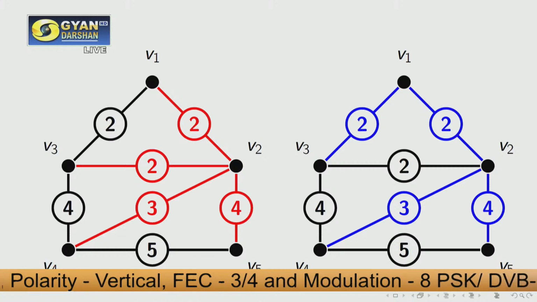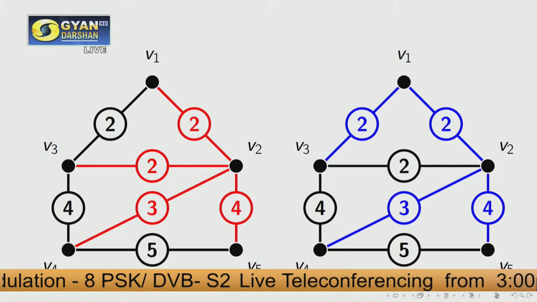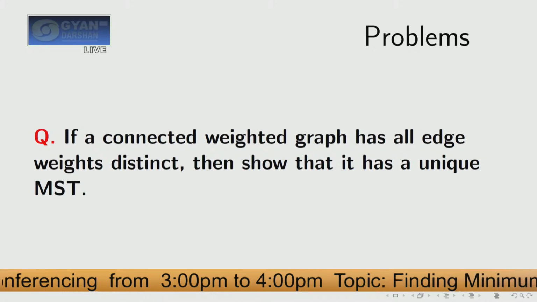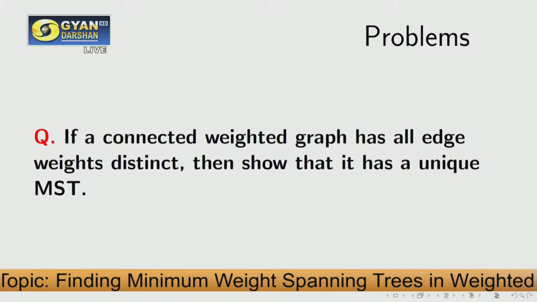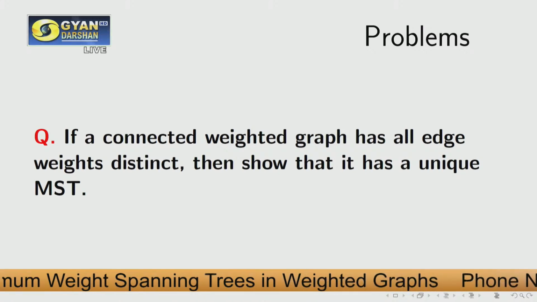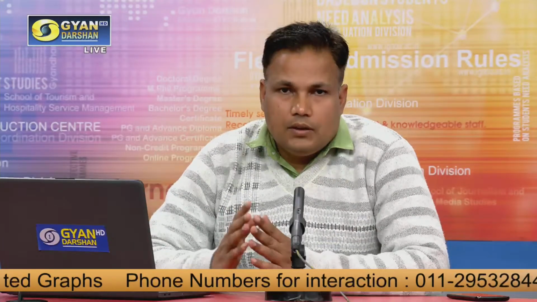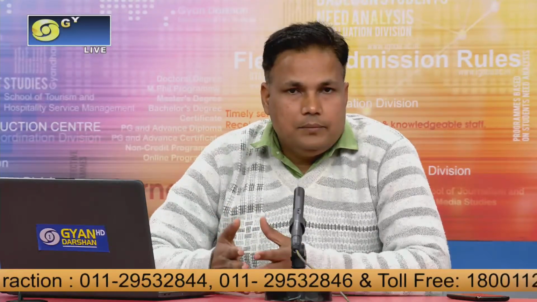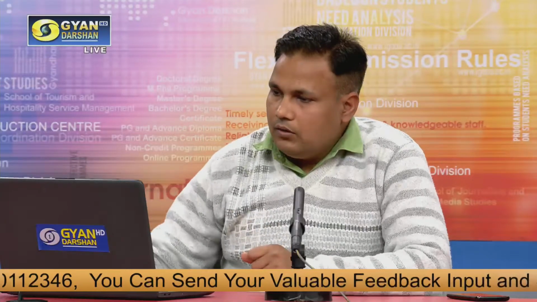Okay, now you may ask, under what conditions would it have a unique solution? So here comes the question. The answer lies here. If a connected weighted graph has all edge weights distinct, then it has a unique minimum spanning tree, and we shall now prove it. We just prove it by contradiction. So we take that there are two minimum spanning trees, and we arrive at a contradiction to prove that this possibility is not there. So let's now prove it.